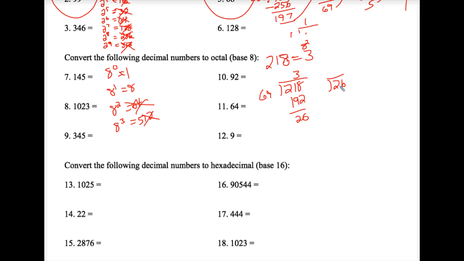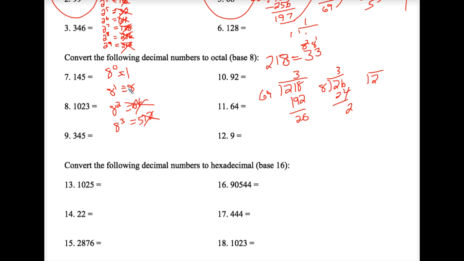And what's the next highest power of 8 that fits into 26? Well, 8 itself. 8 fits in there 3 times with a remainder of 2. So that 3 also goes into the final answer. It's in the 8 to the first power. And we take this remainder of 2 and we proceed.